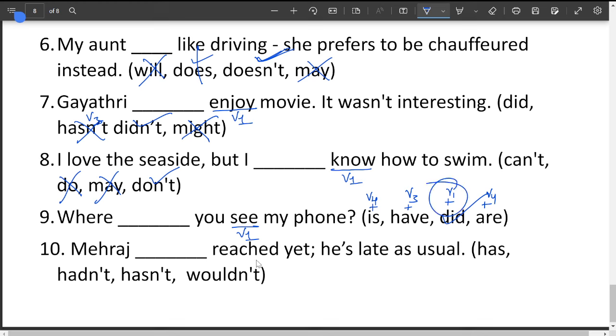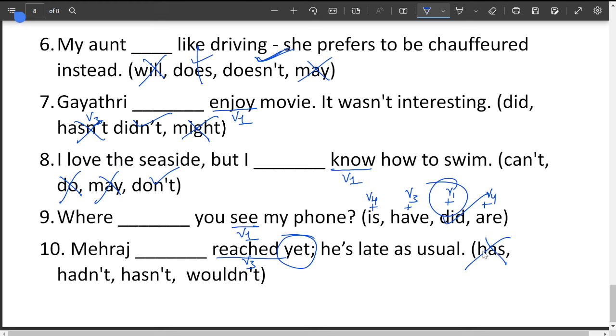Next, "Maharaj dash reached at." I'm giving you two clues here. One is "reached", V3, another one is "at". Just before I had given you this, right? "Yeah, he is late as usual." That means he still did not come. That is the meaning you have to get. "He has reached" cannot be used.